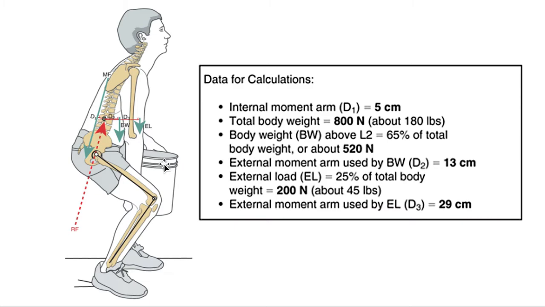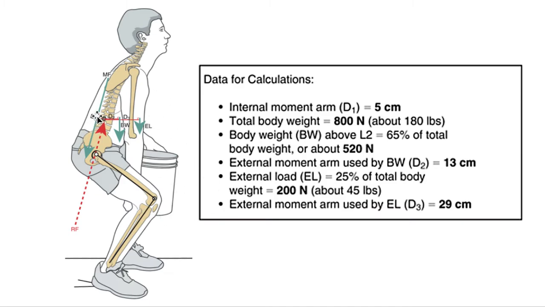Remember that in order to calculate torque, you need to calculate the lever arm from the axis of rotation of the joint. Each force will possess its own lever arm. D1 stands for the lever arm of the muscle force. D2 is the lever arm of the body weight. And finally, D3 is the lever arm of the external load, the bucket.